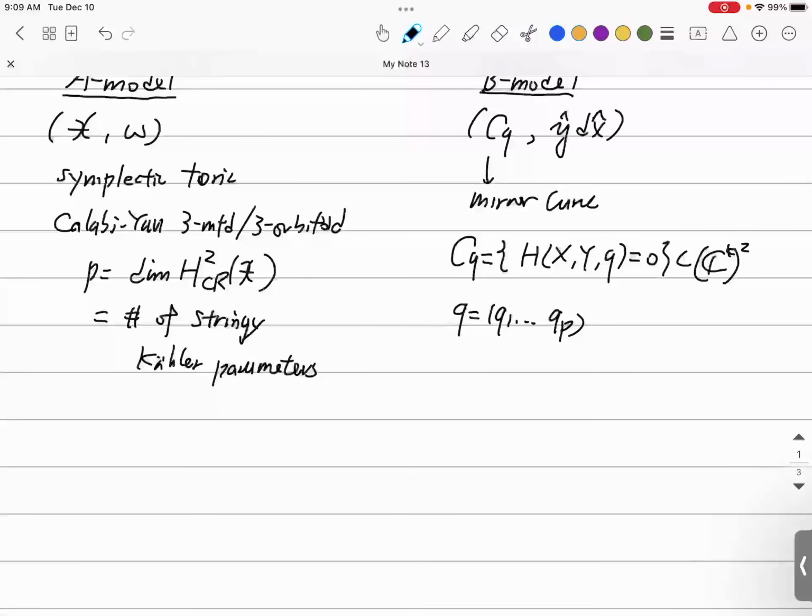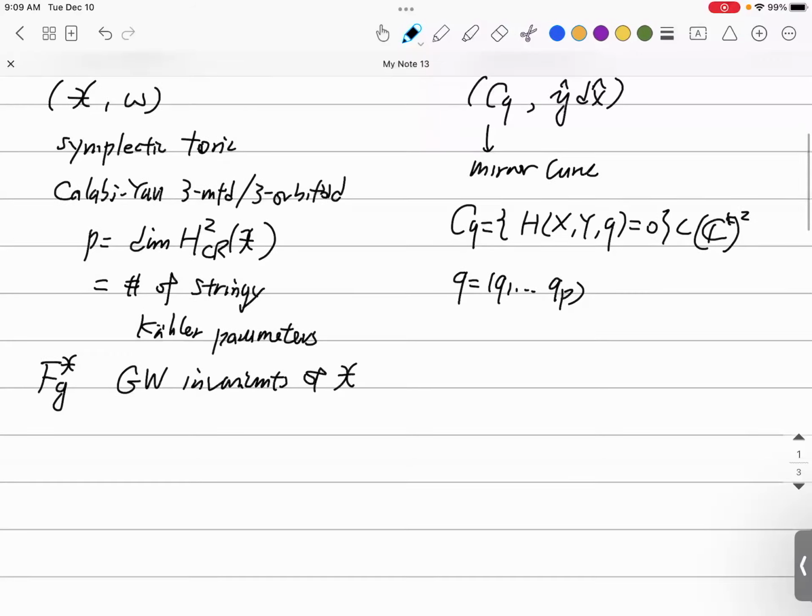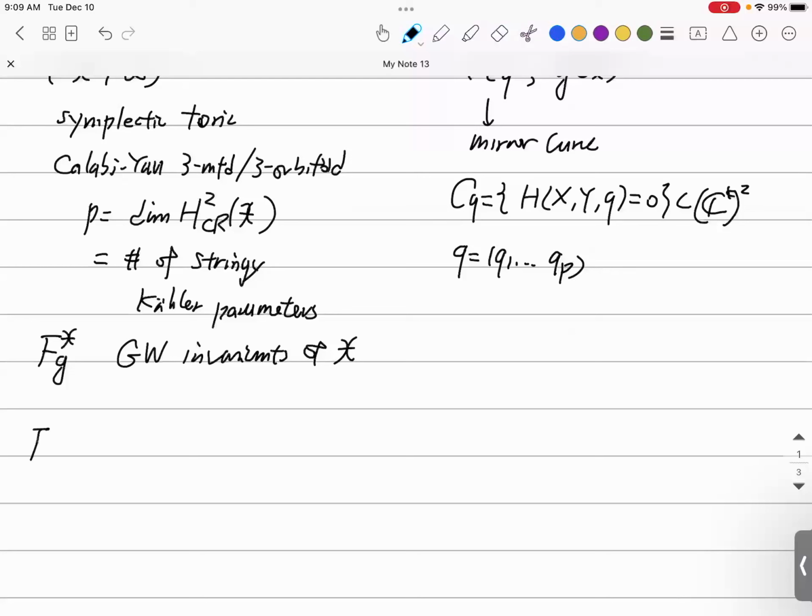So on the A model, for the remodeling on the A model, we have F_{g,X}. These are the closed Gromov-Witten generating functions of genus g closed Gromov-Witten invariants of X. So that's the closed string sector. We also have the open string sector, so these are open Gromov-Witten invariants of the pair X and L_f.